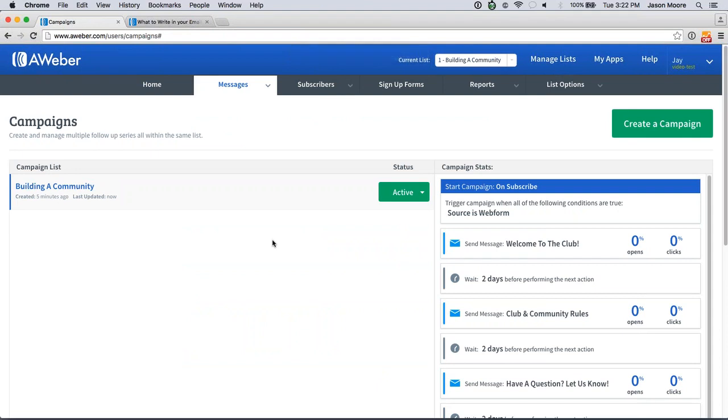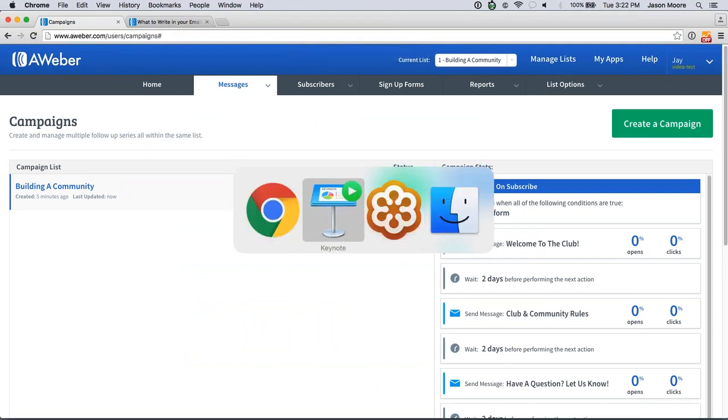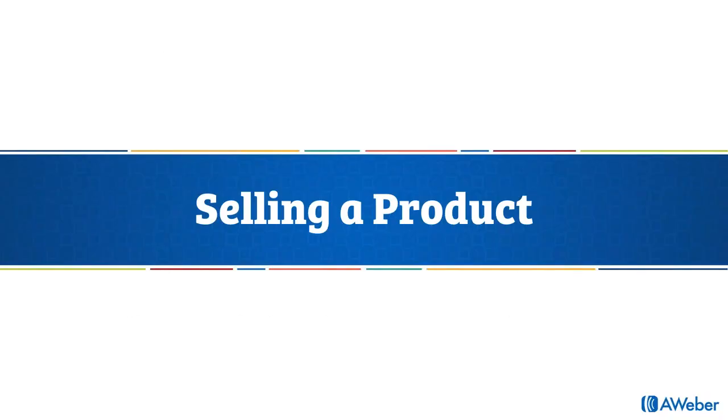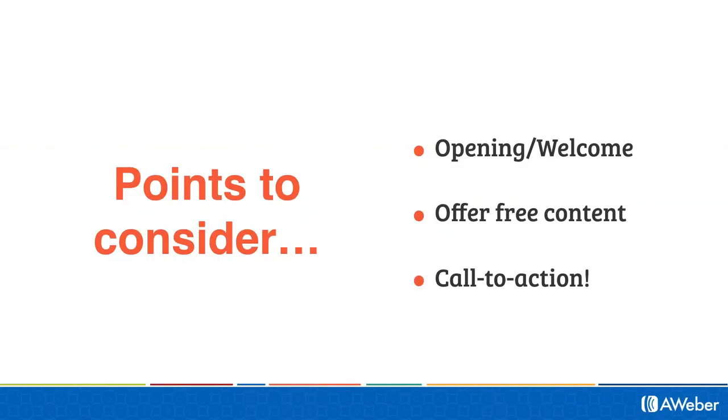Now, let's look at some other examples of an automated campaign. Let's go back to our slideshow. What about an automated campaign that deals with selling a product? Again, I'm willing to bet that most, if not all of you in the audience, are going to fall into this scenario. You're looking to sell a product or service through your automated series.